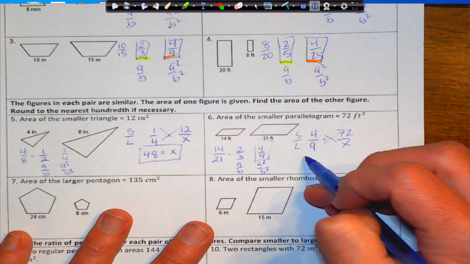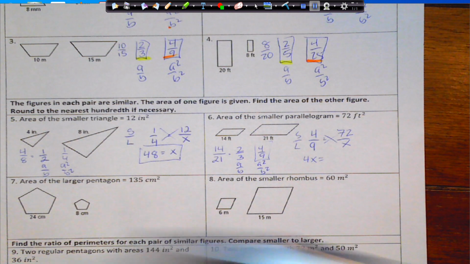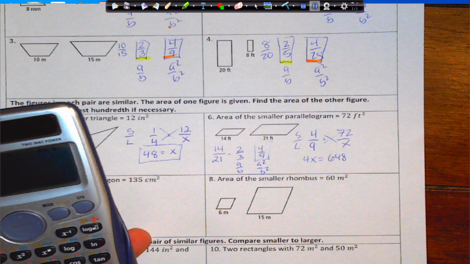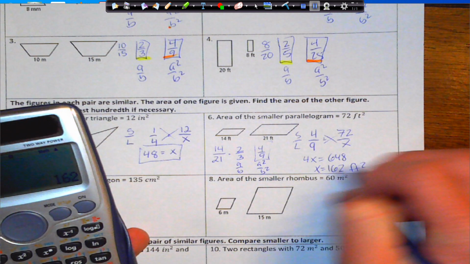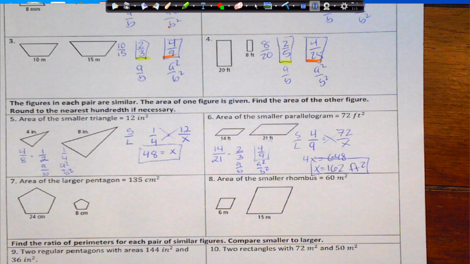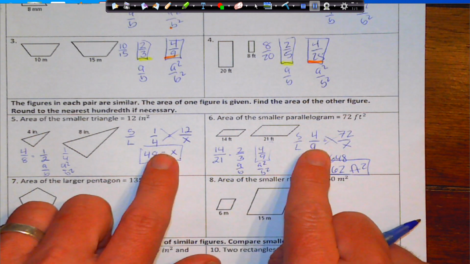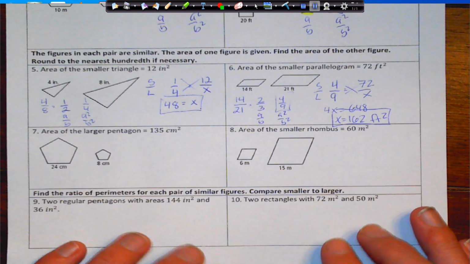Cross multiply, we get 4x equals 9 times 72. So we just have to multiply that. 9 times 72, which is 648, and then we're going to divide by 4. X equals 162 square feet. So again, our principle here is we get our a to b, we get our a squared to b squared, we can use that to set up a proportion to find my missing piece. Okay, let's do 2 more.